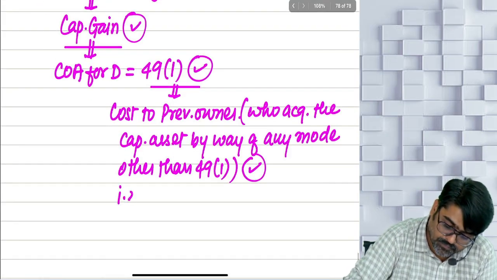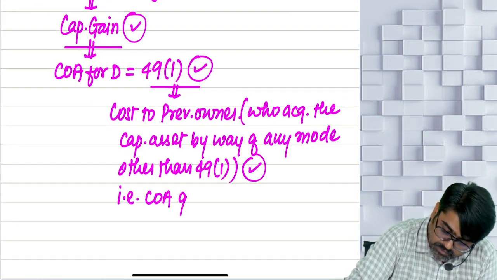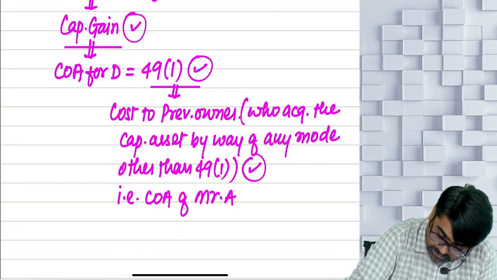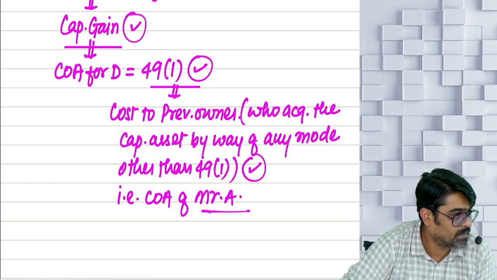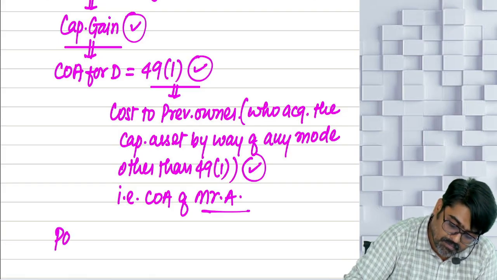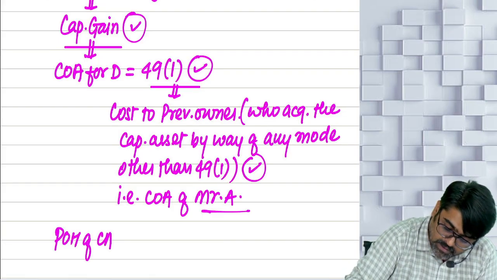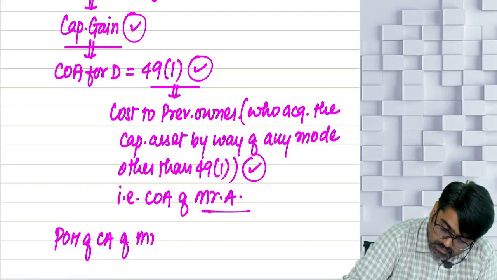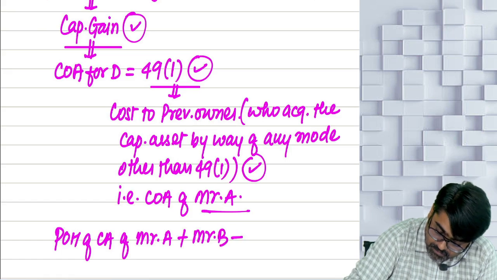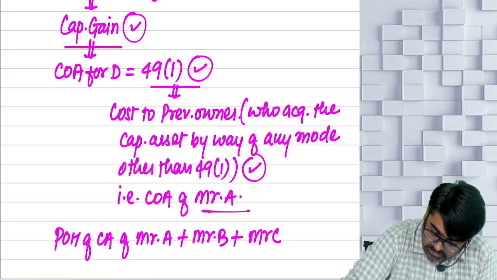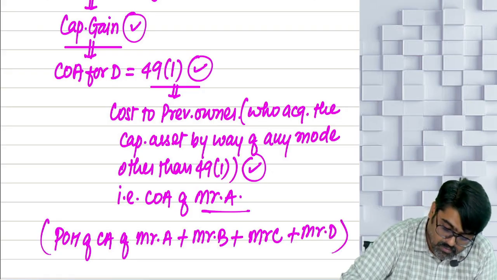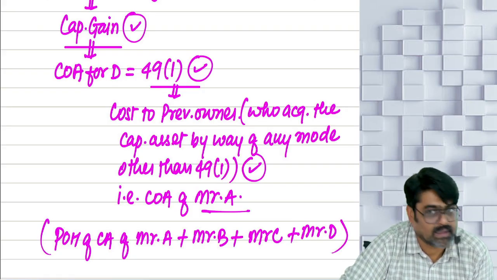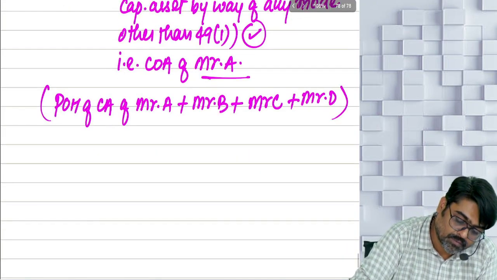That is, cost of acquisition of Mr. A will be deemed to be the cost in the hands of Mr. D. Done, sir? And period of holding of capital asset of Mr. A plus Mr. B plus Mr. C plus Mr. D, all the period of holding will be included. Understanding?